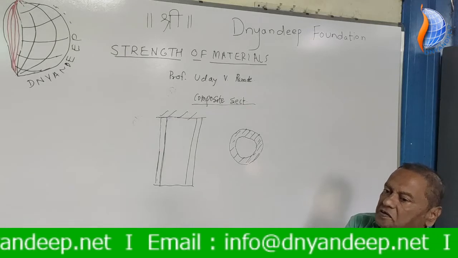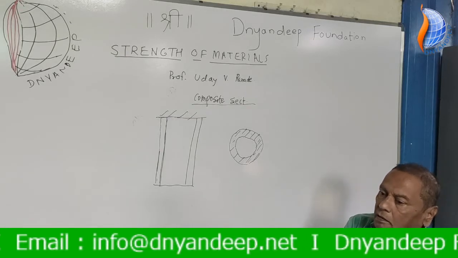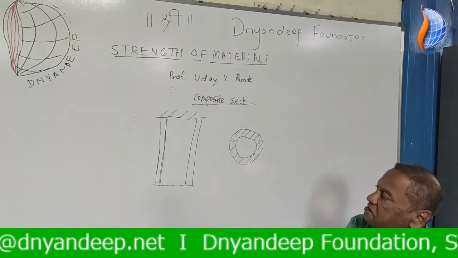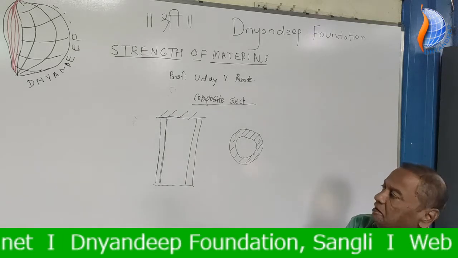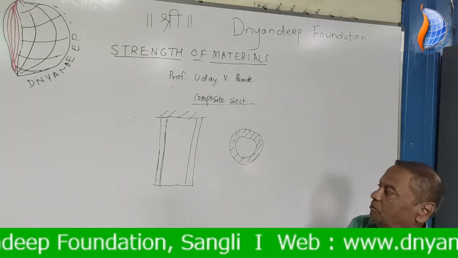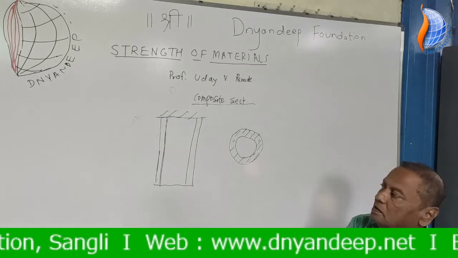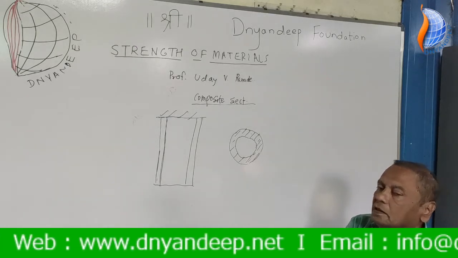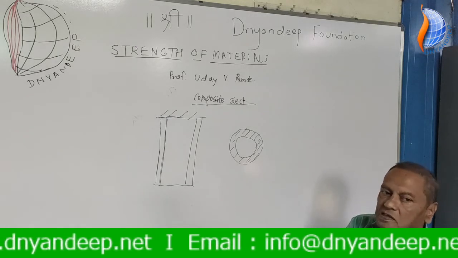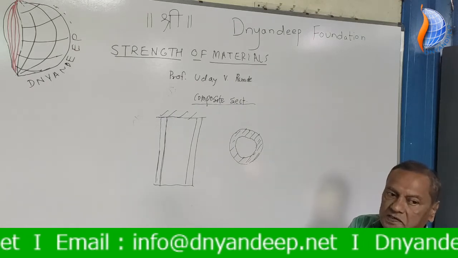Stress, strain, elongation, then linear strain, lateral strain, change in length, change in diameter, change in width. So this was yesterday's lecture, in which we have seen for a single bar, that is, the material is the same.